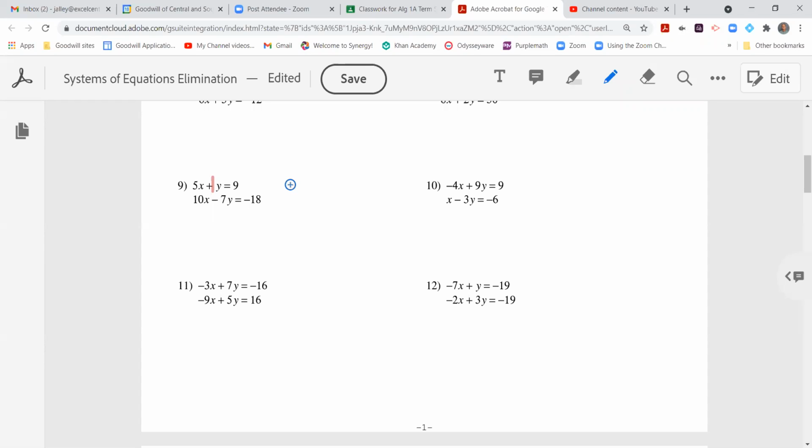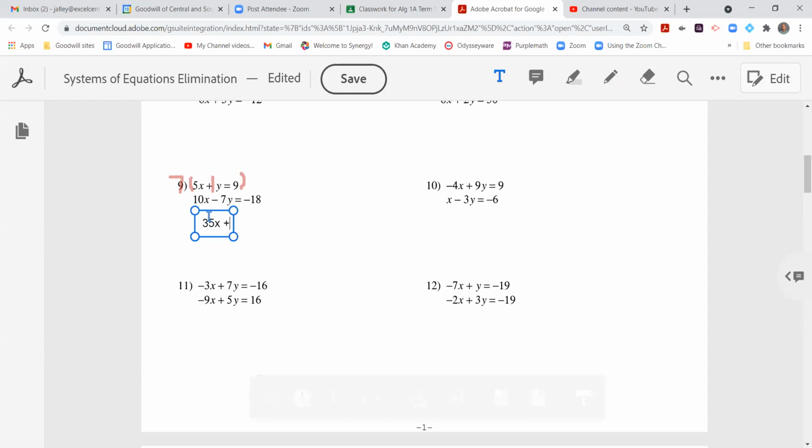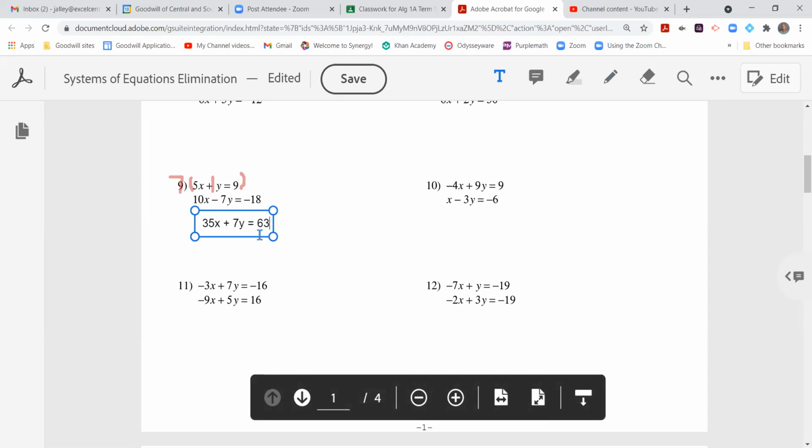You got to look at multiples. How do I get that 1y to become 7y? By how much? 7. We're going to multiply that whole row by 7. So then underneath that, we're going to rewrite it. Becomes 35x plus 7y equals 63. Okay. We got it. We've changed that first row. We can ignore it now. We don't have to worry about this, because now we've got these y terms that'll cancel.